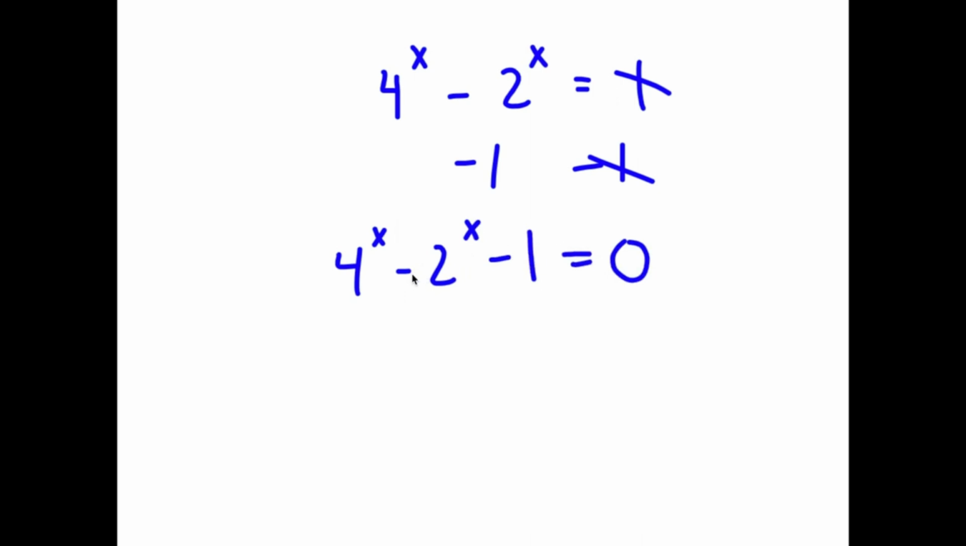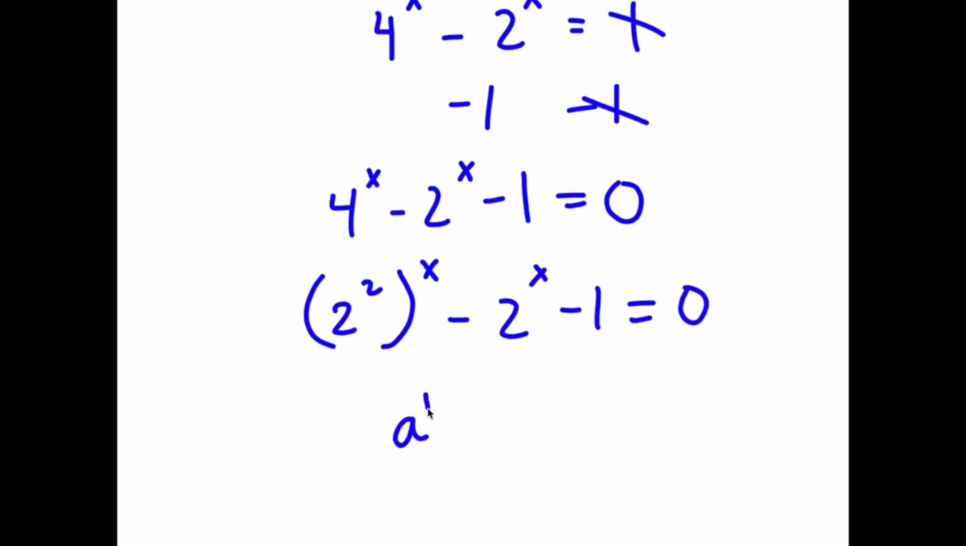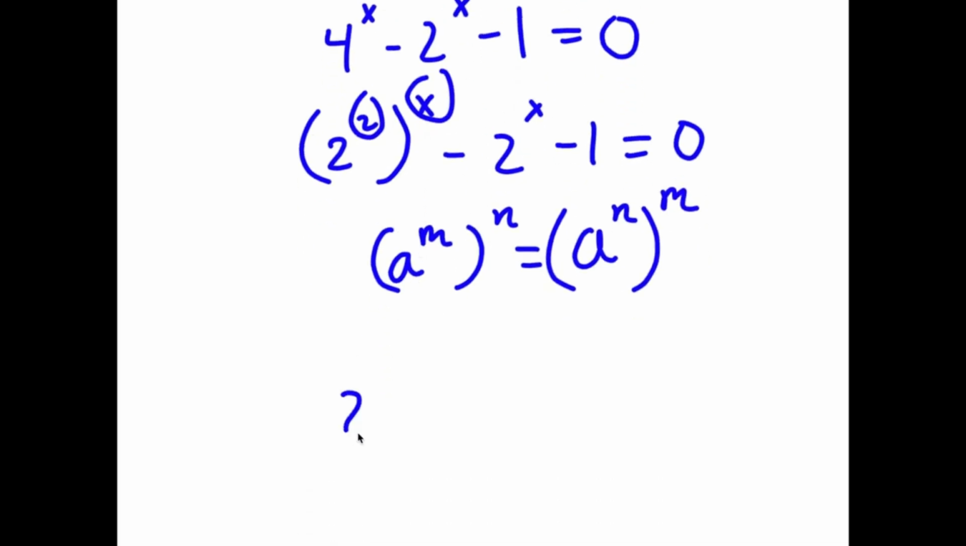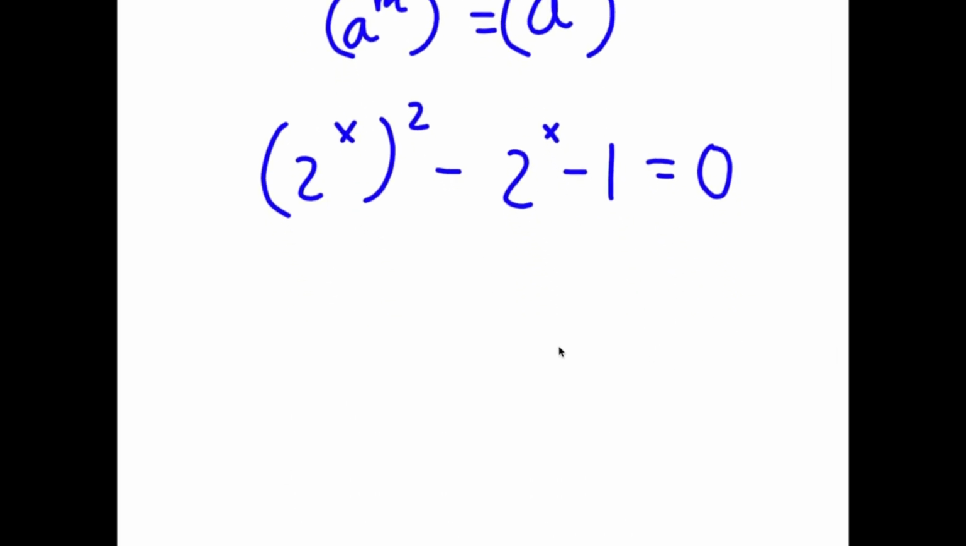Now, I'm going to rewrite 4 to the power of x as 2 to the power of 2, to the power of x. And now if I have something in the form a to the power of m, to the power of n, this is the same thing as a to the power of n, to the power of m. So I can switch these two exponents. So now I have 2 to the power of x, to the power of 2, minus 2 to the power of x, minus 1 is equal to 0.